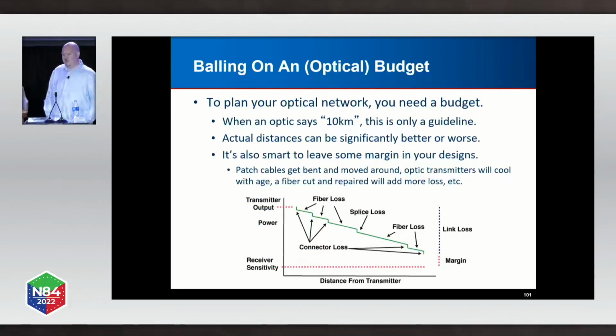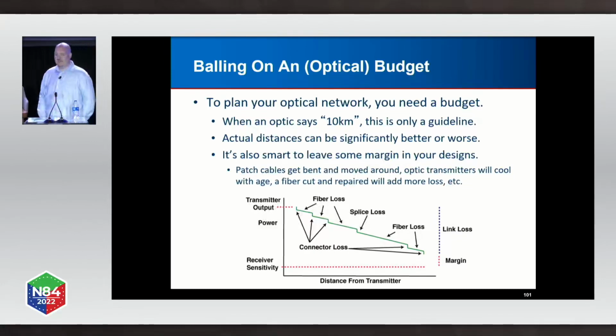When you want to do budgetary planning, you have to look at this and say, well, what's going to happen over time, right? What's my fiber loss? What's my splice loss? What happens when somebody goes out and rustles in the cable tray and bends the fiber a little bit? What happens in 5 years when the optic isn't as brand new and shiny and isn't as hot?